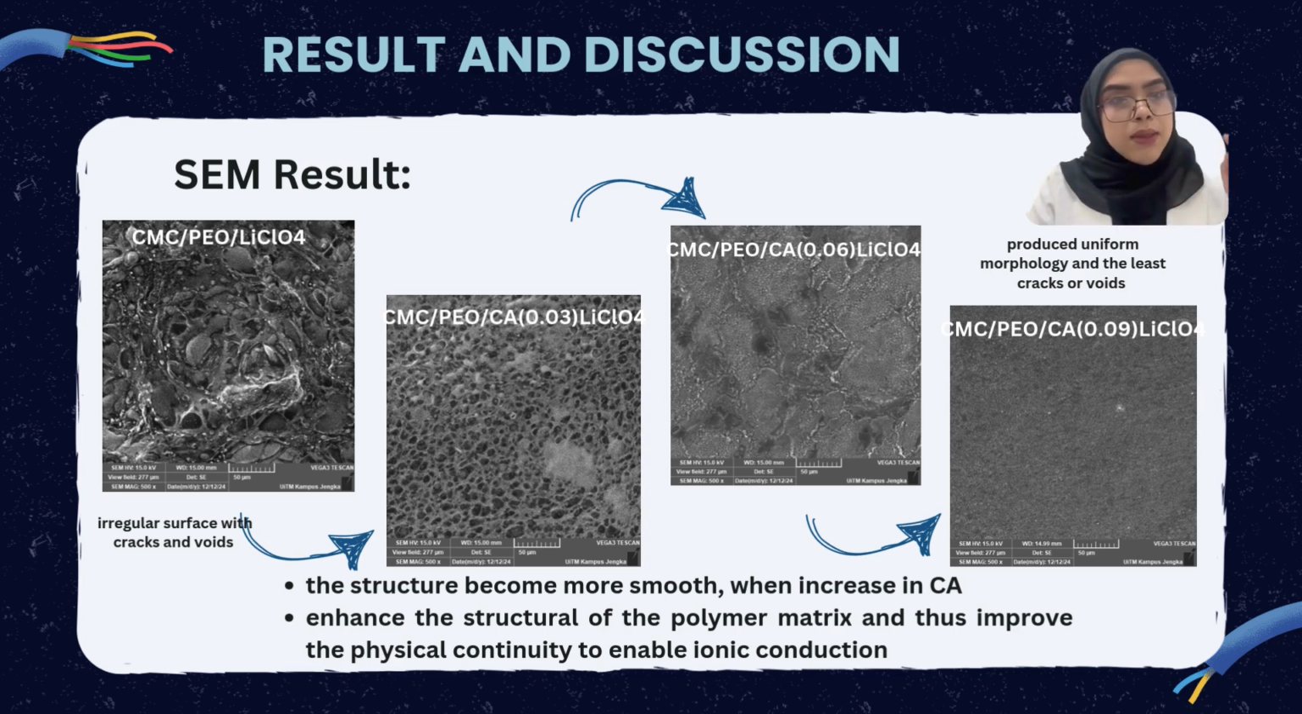But the other samples show changes in the surface as the amount of citric acid increases. In the last figure, with the highest amount of citric acid, you can see a uniform morphology with fewer cracks and voids. So we can say the structure becomes smoother with increasing citric acid. The enhanced structure of the polymer matrix improves physical continuity and enables ionic conduction in the SPE as the amount of citric acid increases.